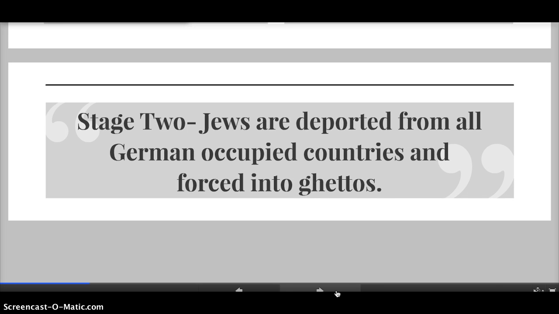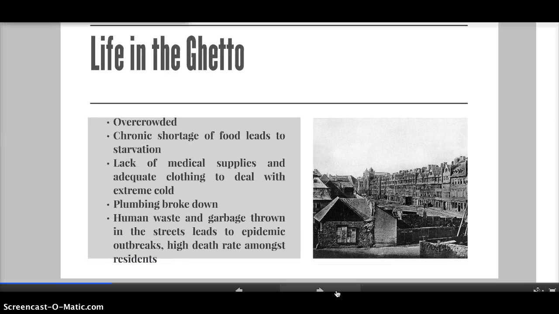Stage two of the Holocaust was that all Jewish people were deported from all German occupied countries and forced into the ghettos. Life in the ghetto was overcrowded. There was a chronic shortage of food, leading to starvation. There was a lack of medical supplies and adequate clothing to deal with extreme cold.